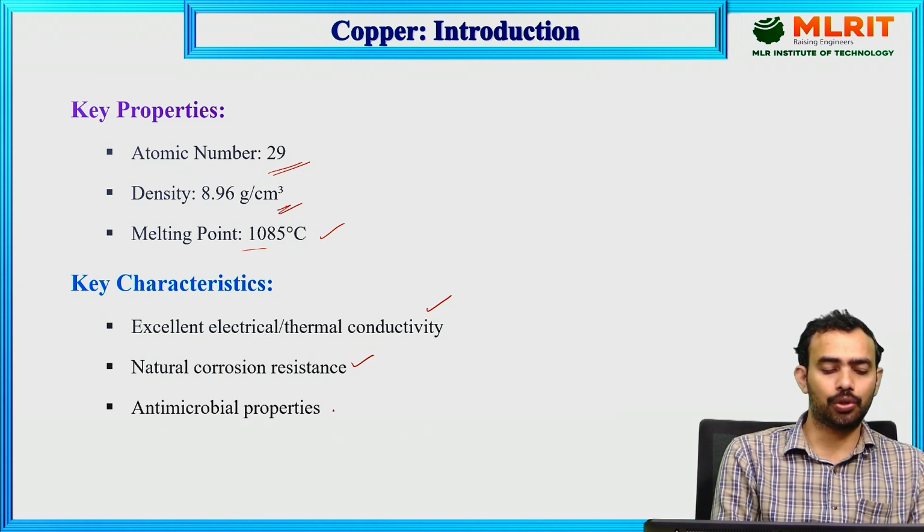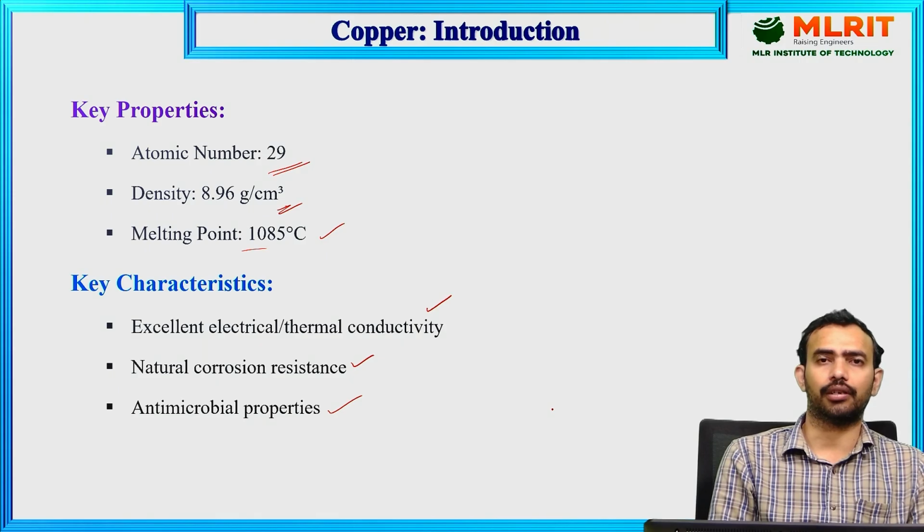And it also offers antimicrobial properties. Traditionally, we use copper utensils for our kitchen, right? So it offers certain health benefits as well. It kills the bacteria, that is what it is known for.